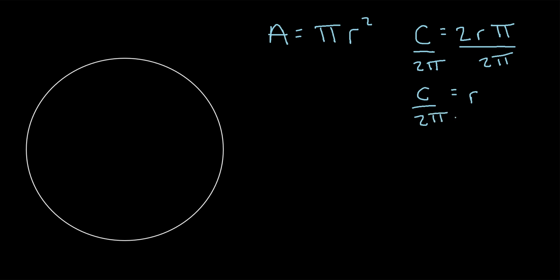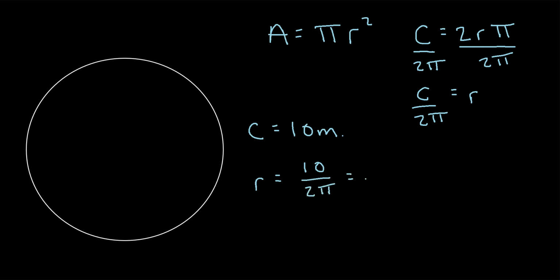Okay, so let's check out an example. Let's say we're told that the circumference of a circle is equal to 10 meters. How can we figure out the area? Well, first let's figure out what the radius is. So remember, we said the radius is the circumference divided by 2 pi. So let's write that. Let's say the radius is equal to the circumference, we're told is 10, divided by 2 pi.